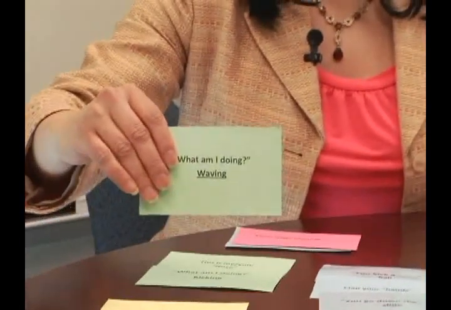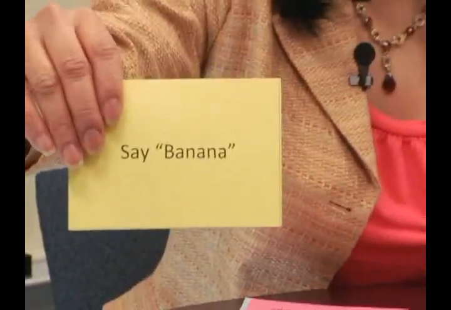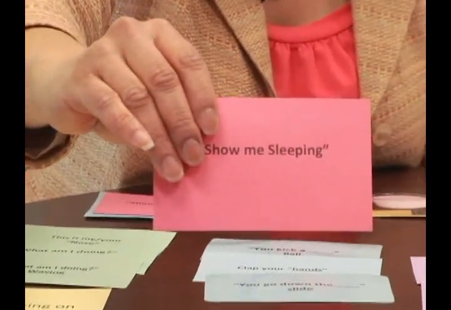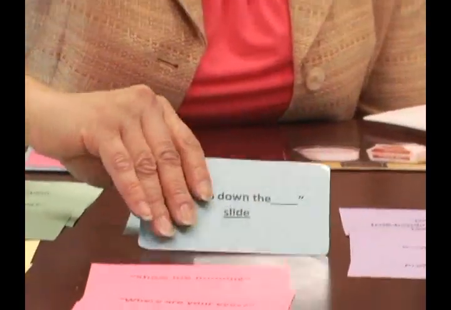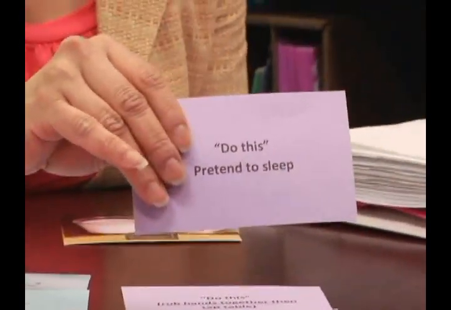3x5 cards are color-coded based on each operant in the following manner. Tacts are on green cards, echoics are yellow, receptive directions are on red cards, intraverbals are on blue cards, and motor imitation skills on purple cards.